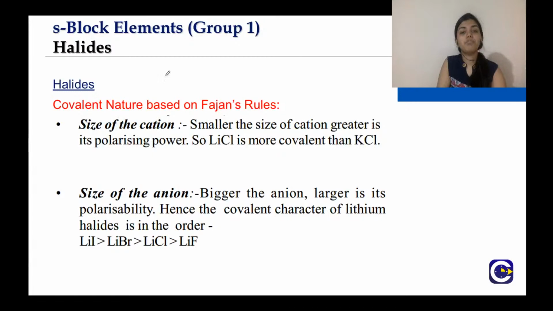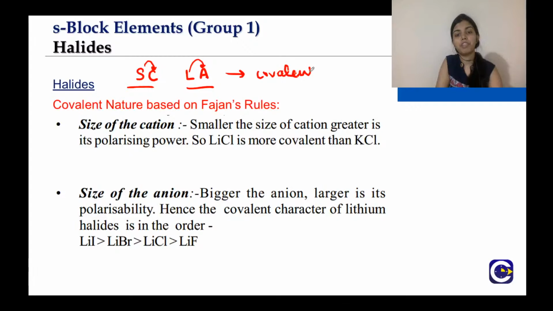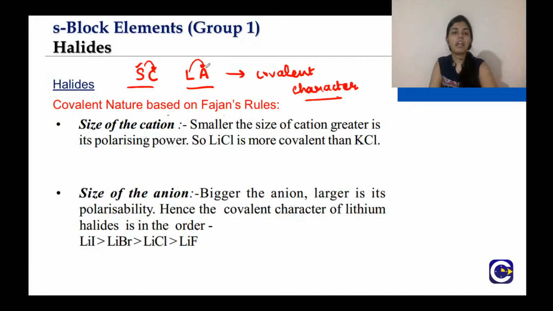Now next we come to Fajan's rule, right? From Fajan's rule, as you must have studied in your chemical bonding chapter, we can predict the covalent nature. So you can say that the smaller the size of the cation and the larger the size of the anion, that means SCLA, smaller cation, larger anion, the greater is the covalent character. This is the statement of Fajan's rule. Greater is the covalent character because a small cation is able to polarize the anion effectively, while a larger anion has the ability to get polarized by the cation.